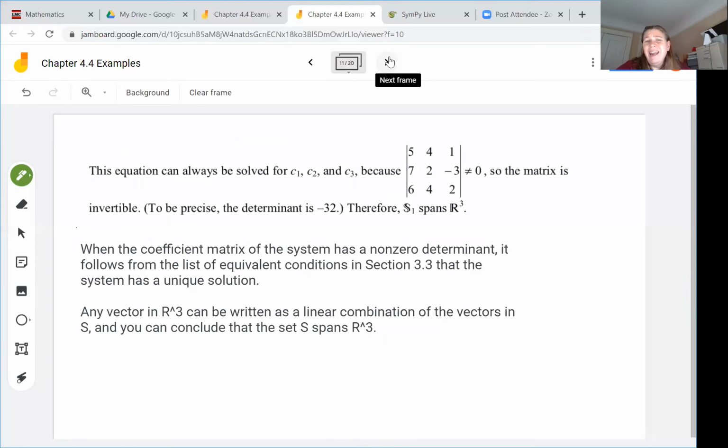So the matrix is invertible. You can go check in SymPy, the determinant is negative 32. So because of that, we're able to conclude that S1 spans R3. So let's get a little bit more into our reasoning here.